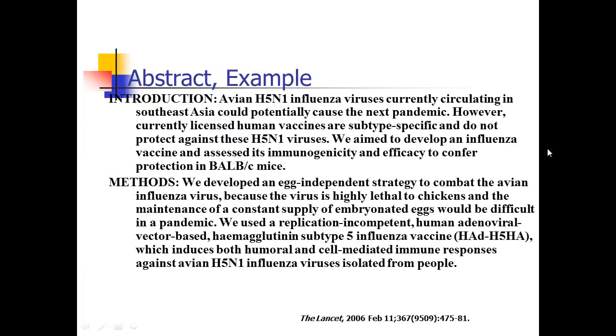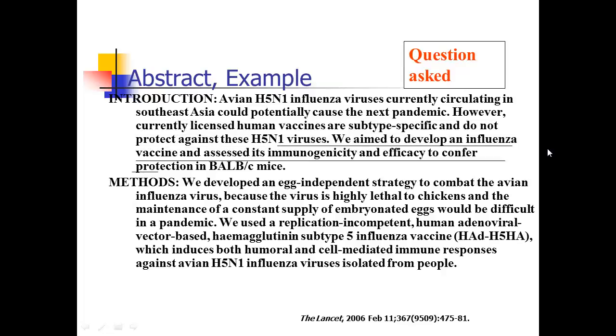So here's an example of an abstract. This was looking at influenza virus and a potential vaccine. They were trying to create a vaccine for avian flu. And so here's the background. So we know that avian flu is a bad thing and people are worried about it and they're trying to create some kind of vaccine. And we don't really have a good vaccine yet.